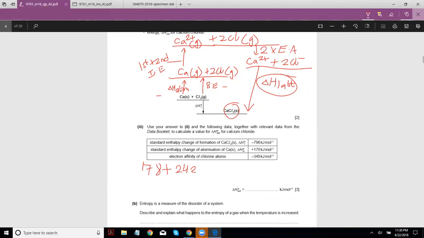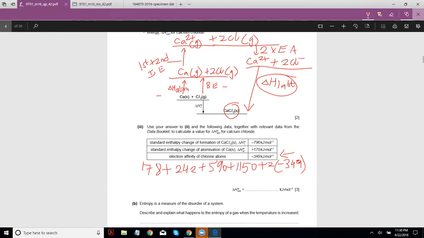Then you have to add the first plus second ionization energy of calcium, which again you can check from your data booklet. 590 and 1150. So 590 is the first, then you add 1150. Then you add, or rather subtract, because it's exothermic, 2 into electron affinity of chlorine atoms. Its sign is negative, so it is exothermic. So plus 2 into minus 349. Excuse the handwriting. Right.